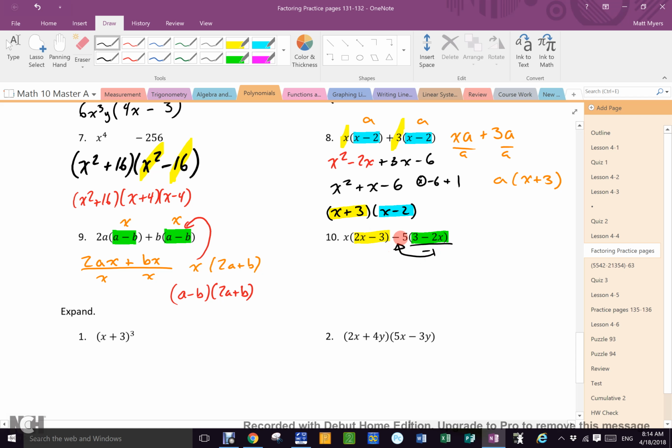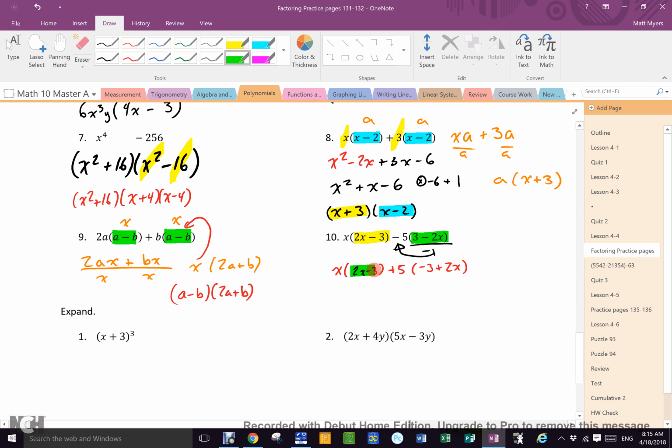But what's already out here? A negative 5. What do we do with coefficients? Just like we did in radicals when we were simplifying radicals. Multiply. What's negative 1 times negative 5? Positive 5. So now, all of a sudden, I have x, 2x minus 3, plus 5, and this, since I took out a negative, is now negative 3 plus 2x.